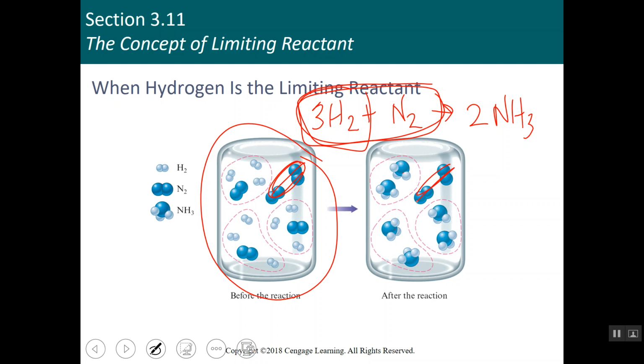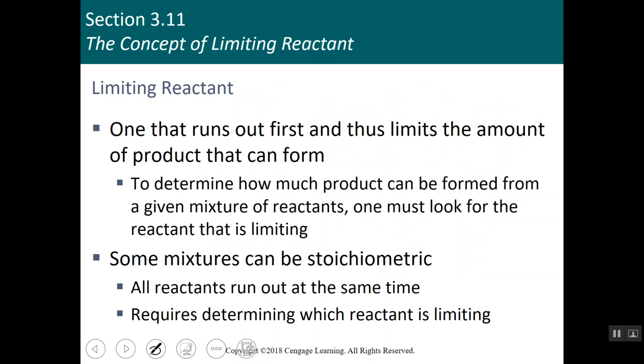So in this particular case, of your reactants, hydrogen is limiting because there aren't enough hydrogens to react with all of the nitrogens present. A limiting reactant by definition is one that runs out first and thus limits the amount of product you can form. Some mixtures can actually be stoichiometric, which means they have just enough of all the reactants to form the products and there are no reactants left over.